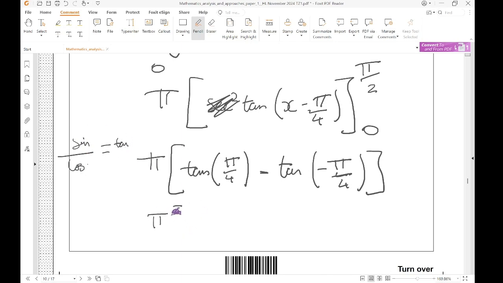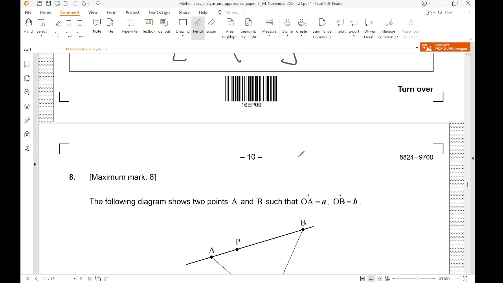So it is pi times 1 minus tan of minus pi over 4, which will be the same but negative, so negative 1. Negative and negative make positive, so you get 2 pi as your answer. What an amazing value to get after all that working out. Hopefully you've gotten that.